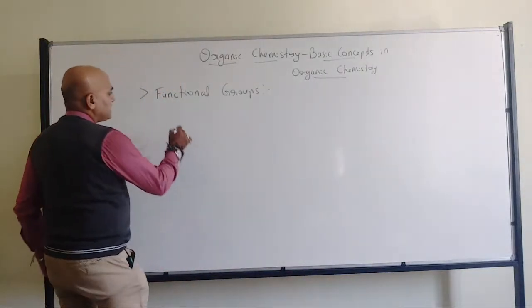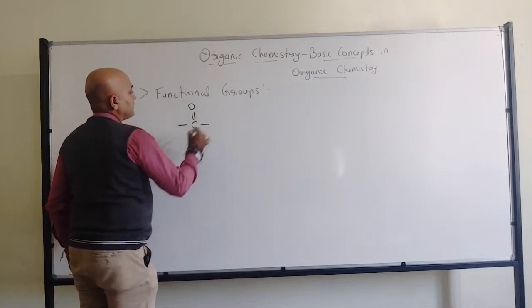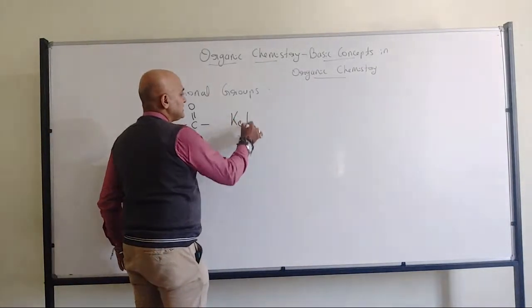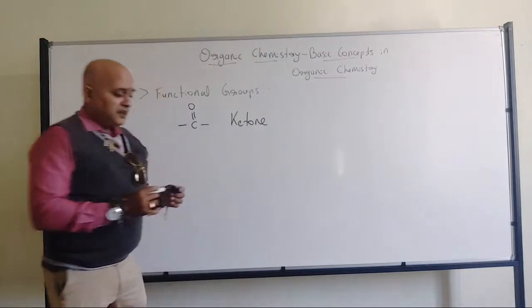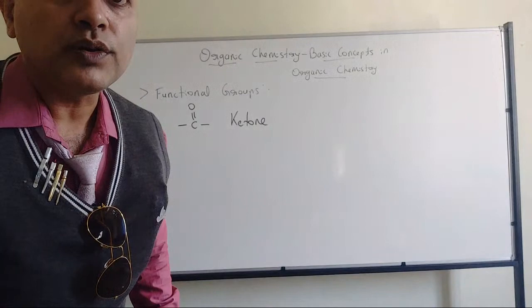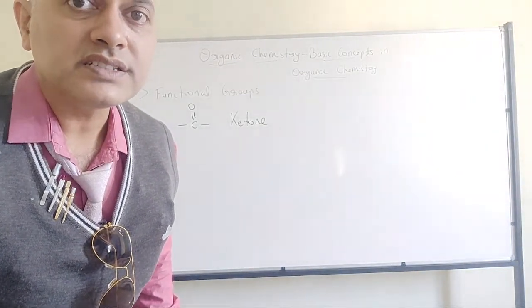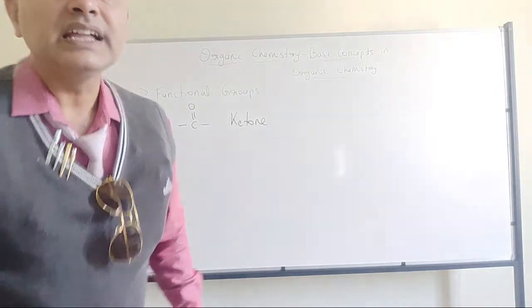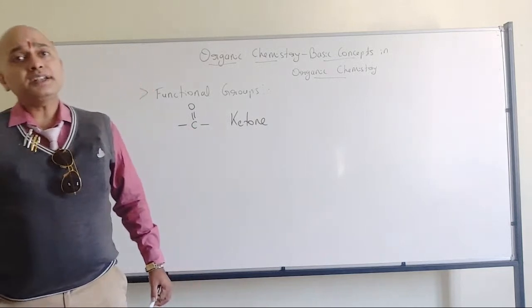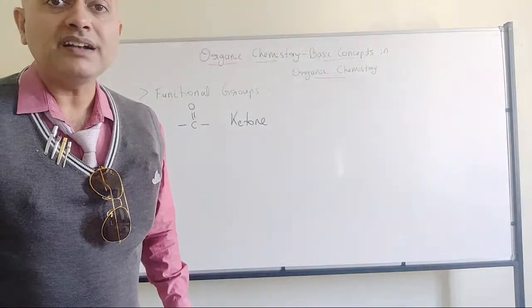So we will come to another important one, that is ketone. This functional group is called ketone, when we are talking about CO. Sir, what is aldehyde called? It can end with al, propanal, or we can call it propionaldehyde. Anything is fine.